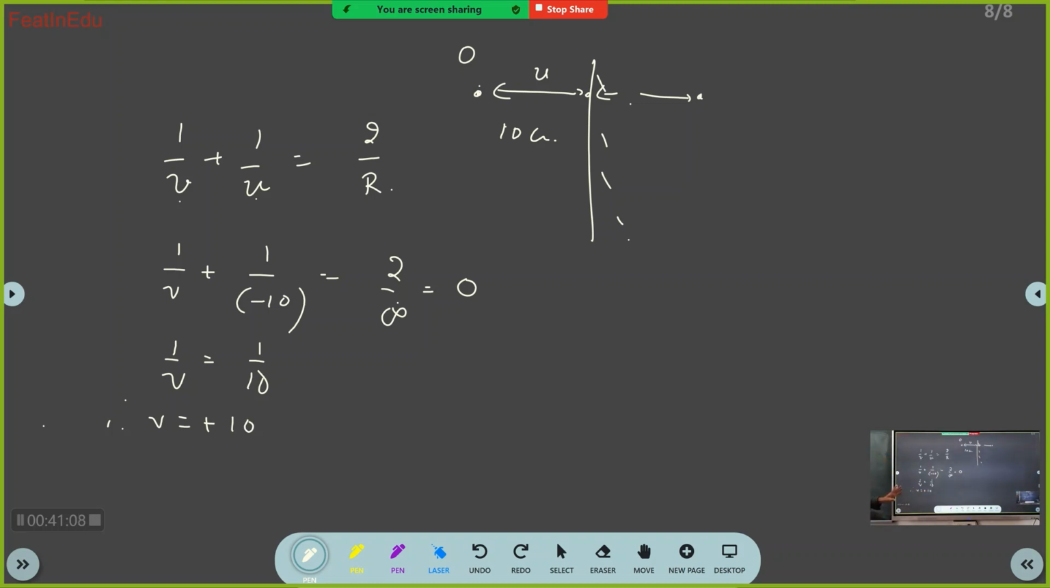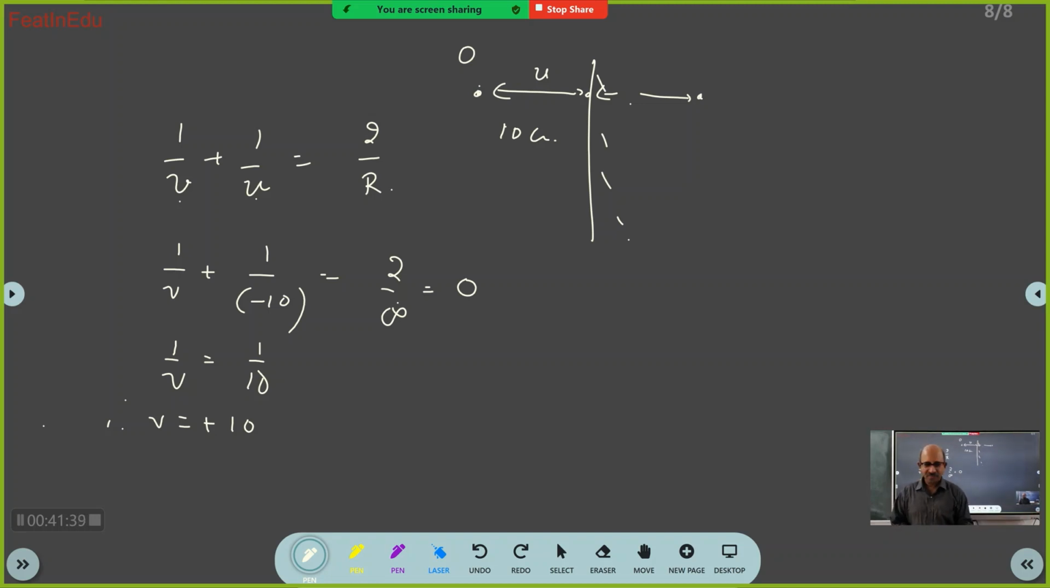Now interpret this: v is equal to plus 10 means the image is 10 centimeters from the mirror. This plus sign will tell you it is behind the mirror. In physics, a sign tells you where it is. This is also reality. The formula you have derived. In reality, if you keep an object 10 centimeters in front of a plane mirror, you will get the image behind it too. Yes.